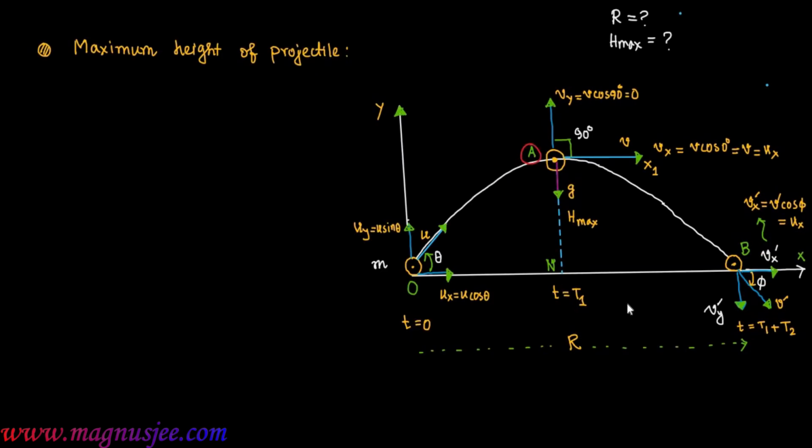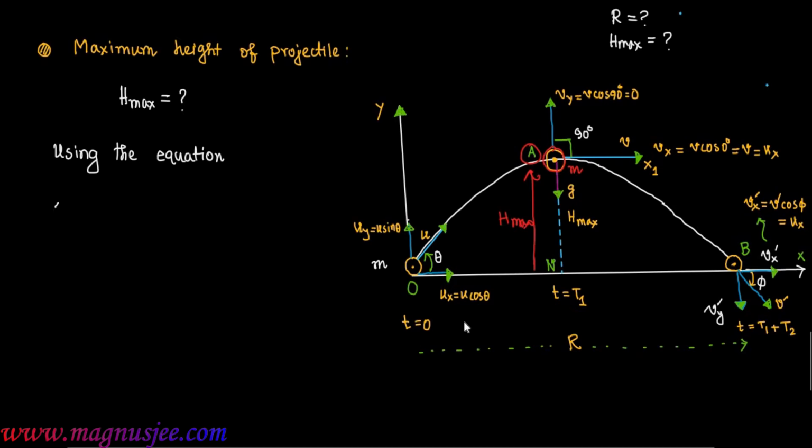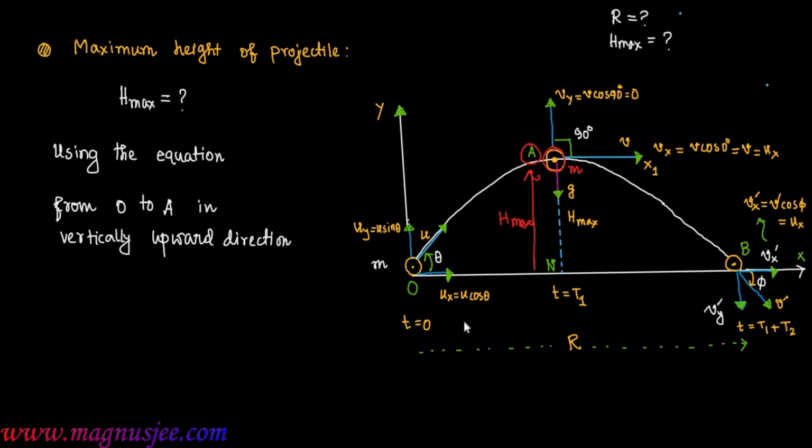In this case, we have to find the expression of maximum height. At the highest point A, the projectile attains the maximum height h max. Therefore, h max equals? Using which equation between the 2 points O and A, in the vertically upward direction, can we find the expression of h max?